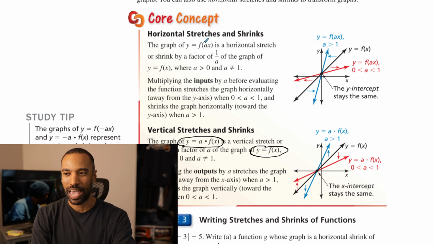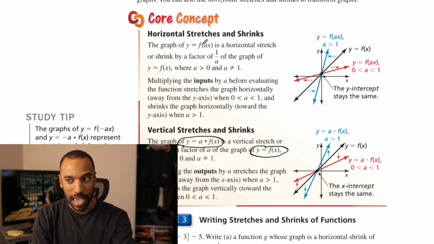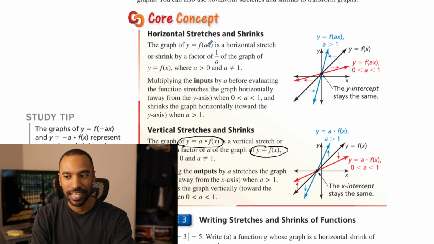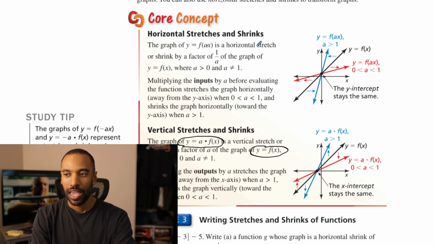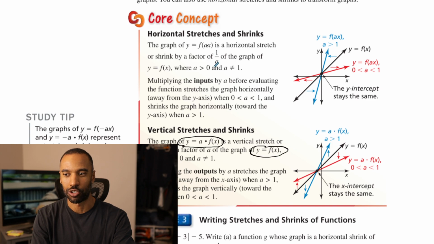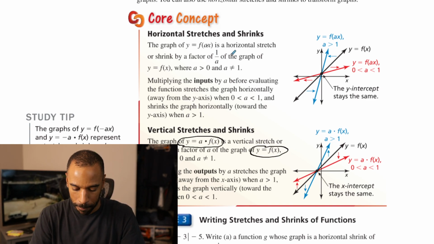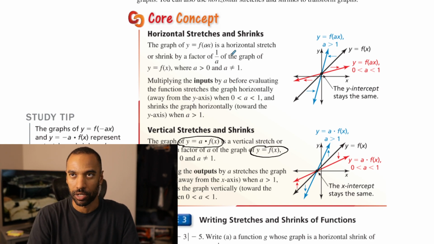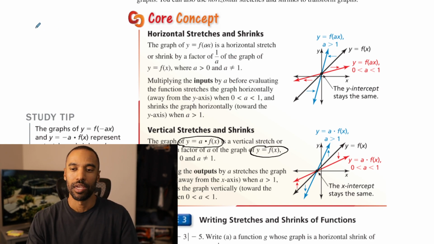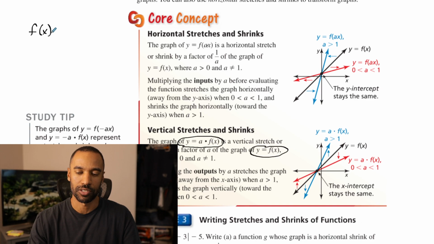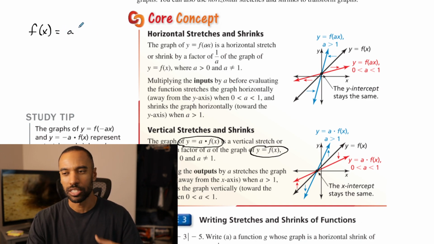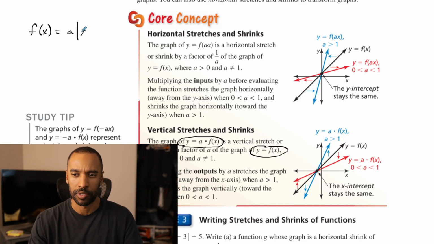The graph of y equals f of, this isn't f times, this is f of a times x, is a horizontal stretch or shrink by a factor of 1/a. Now, this is where it gets really confusing, and I might have to digress a little bit right here. You have to remember that in these equations, let me write the whole thing here. Let's talk about an absolute value one just for a moment.